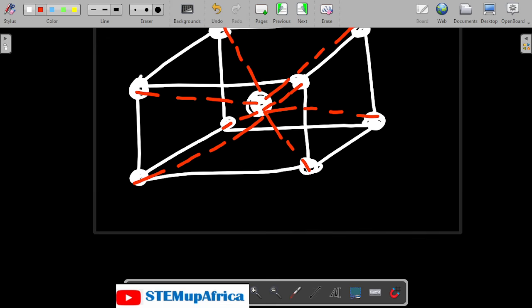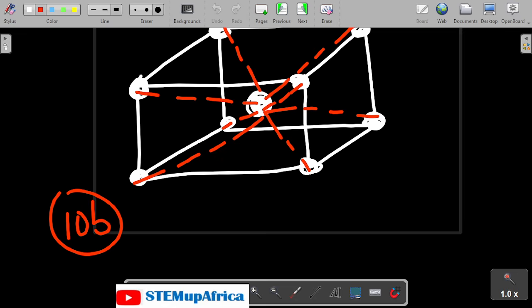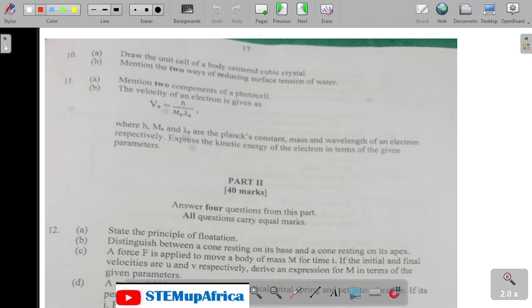So let's see 10B. It says mention two ways of reducing surface tension of water. We know what surface tension is: normal force acting on an imaginary line drawn from the surface of a liquid. That's why insects walk on water and a needle floats on water. These are some of the examples of the phenomenon called surface tension.